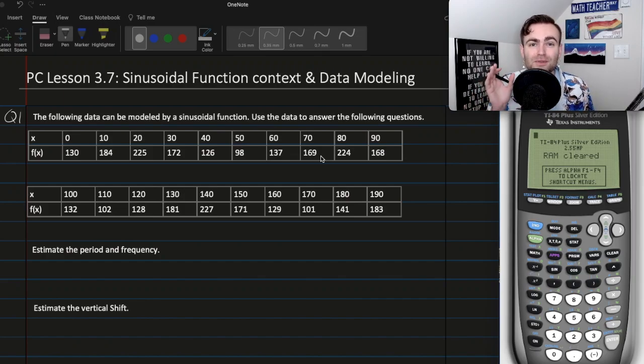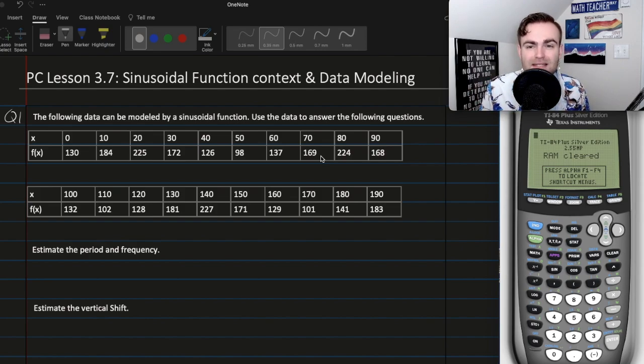Welcome everyone to lesson 3.7 from Precalculus, which is our last lesson on sinusoidal functions, and it's all about context and data modeling. So let's get started. It wouldn't be our last lesson on sinusoidals if it didn't have something to do with regression, but we're going to save the regression for the very end.